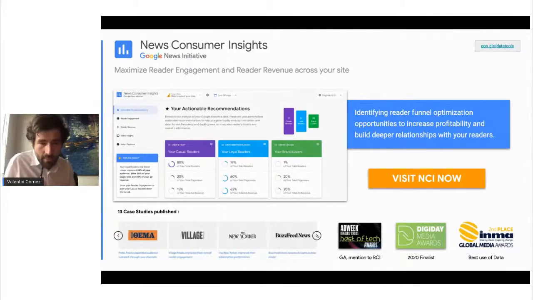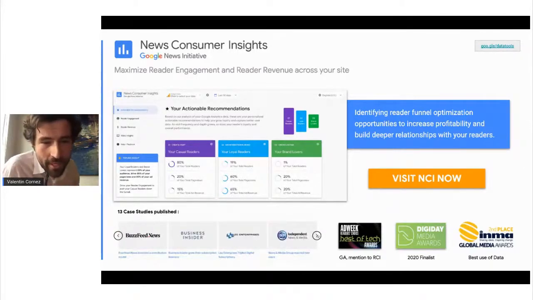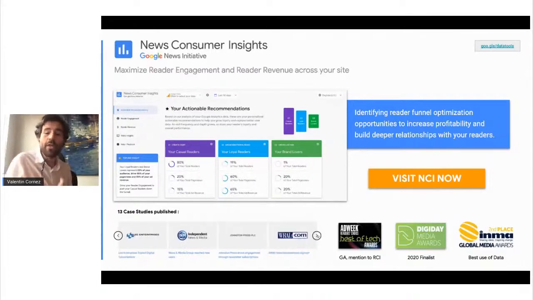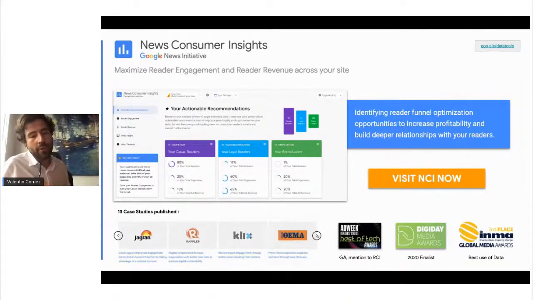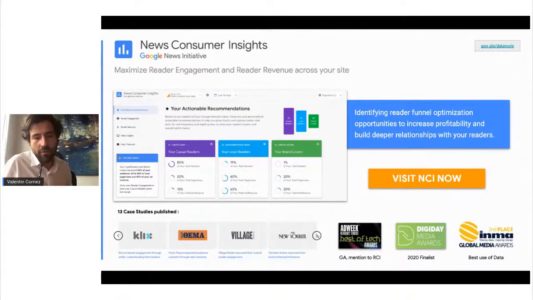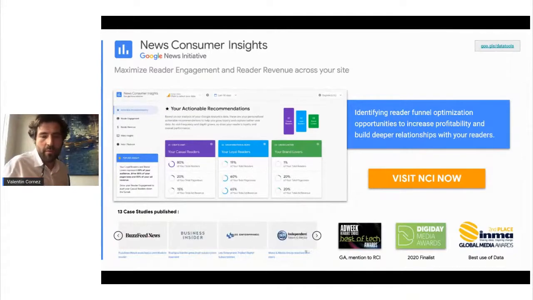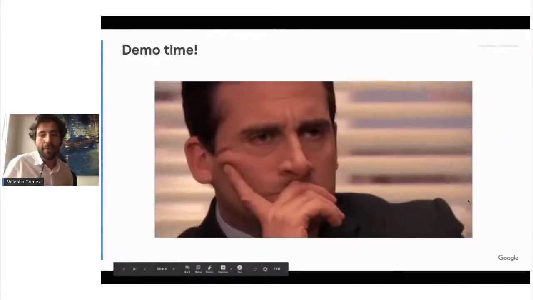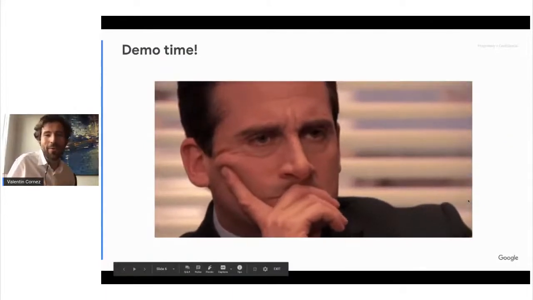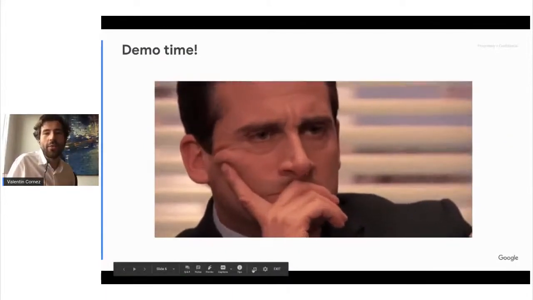Today, we're delighted, obviously, to introduce our new version of NCI, which includes more personalized recommendations, more insights on reader revenue and video, and finally, more value metrics, new metrics that we were not covering before. I'm talking about advertising revenue and average revenue per user. So enough with the slides. Let's walk through the UI and see what we're talking about.